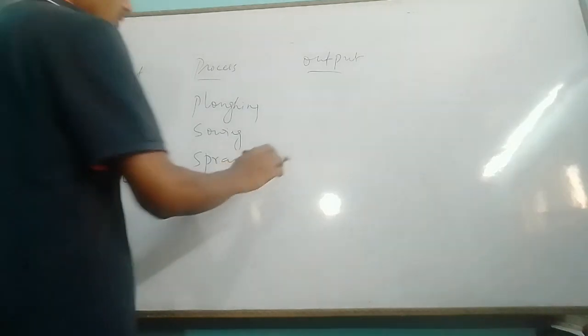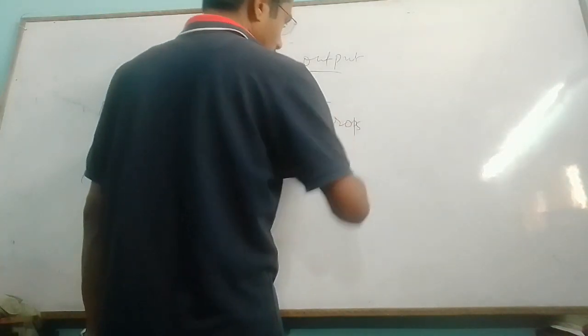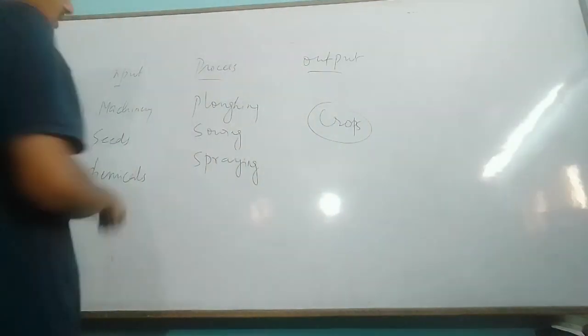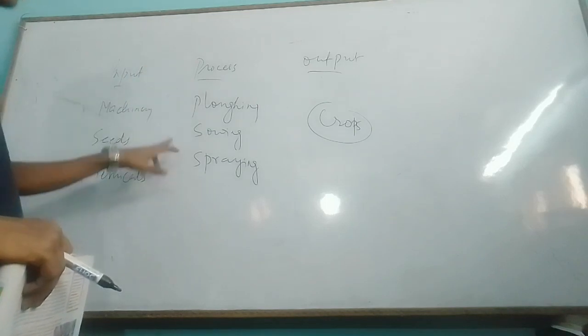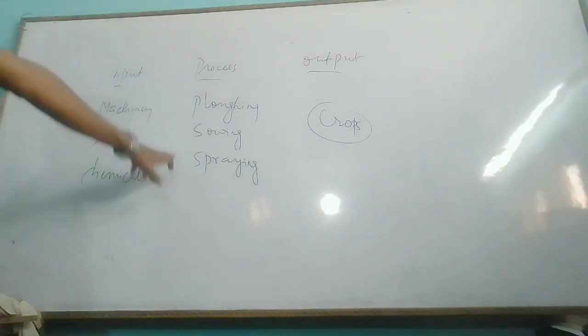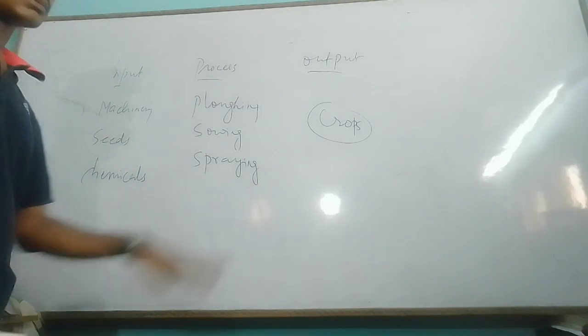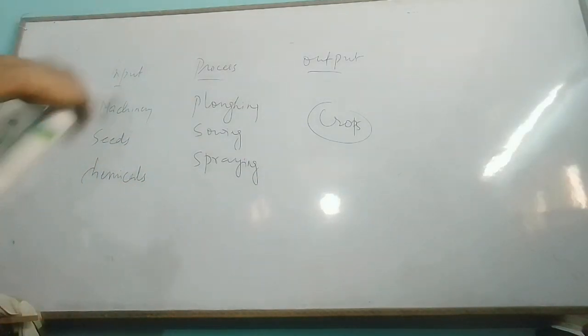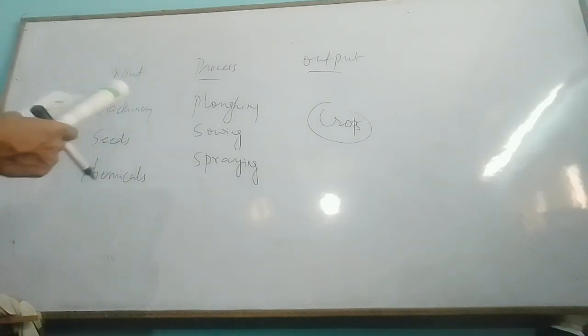Now next is output. So in output you get crops. So these are the things, or you can say these are the systems which you have to do meanwhile processing of the farming system. Okay, so this is all about farm systems of arable farms.